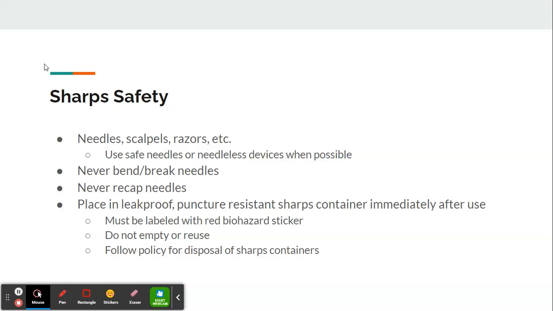The proper way to dispose of it is make sure we put it in a leak-proof, puncture-resistant sharps container immediately after you use it. Now, the sharps container we'll see an example of in our next unit, but it should be labeled with a red biohazard sticker. We want to make sure that we don't empty or reuse these. Once they're full, you tape them up, someone disposes of them. And then we want to make sure we're following the policy for all disposal of sharps containers based on our facility policy.